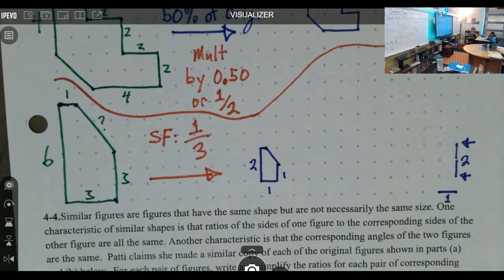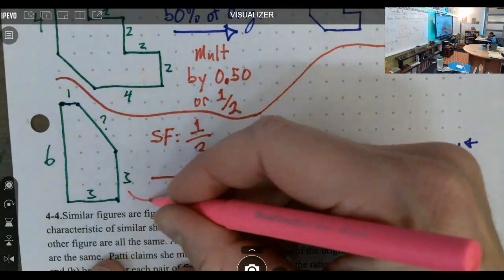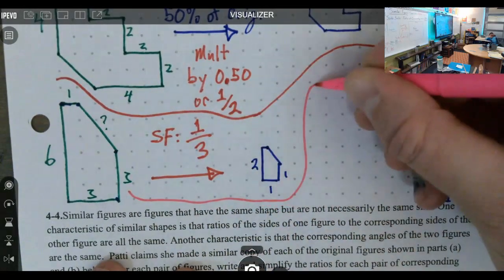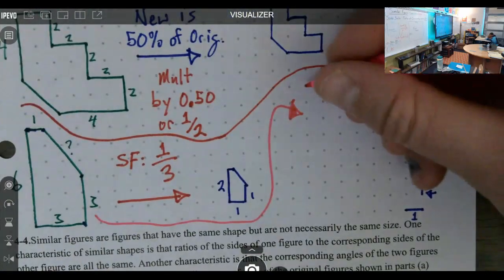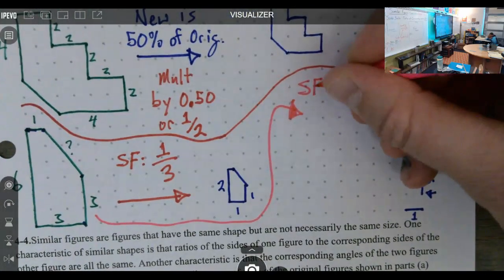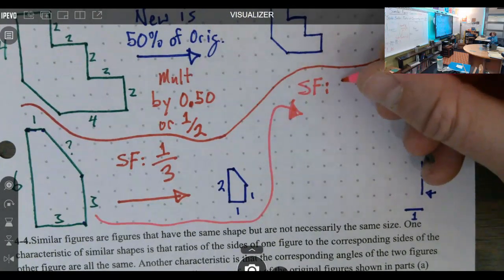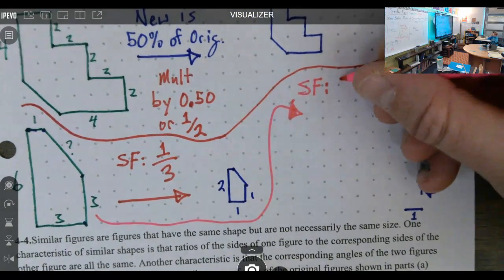Wait, I got an idea. I love ideas. I'm going to do this in pink because I haven't used that yet. What if I take this original shape and I do a scale factor? Make it bigger. Now stick with me here.